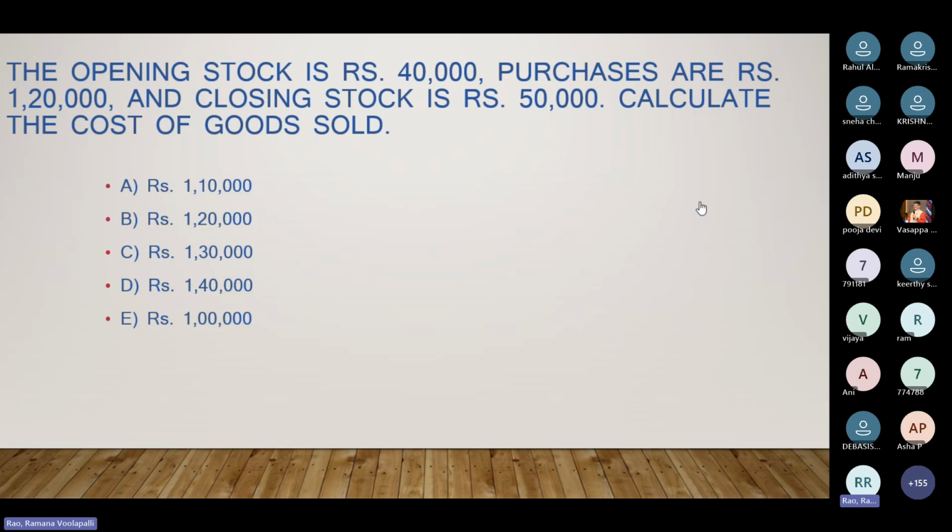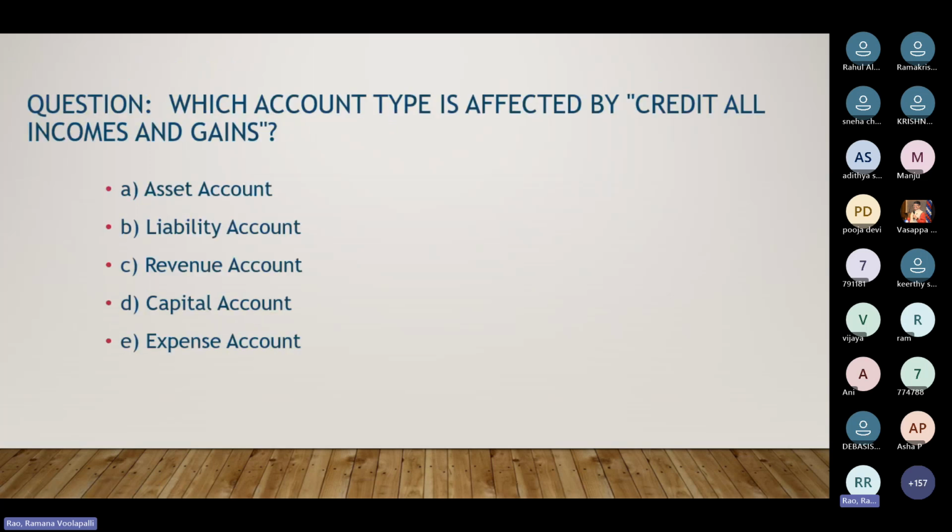Okay. Note down the formula for cost of goods sold: opening stock plus purchase plus direct expenses minus closing stock. Okay, so that is the formula for this. Then the answer is 1,10,000. Great.